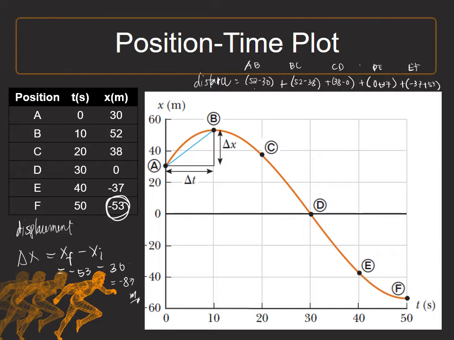So 52 minus 30 is 22, sorry. 52 minus 38 is 14. 38 minus 0 is 38. 0 plus 37 is 37. Negative 37 plus 53 is 16. Then you add.